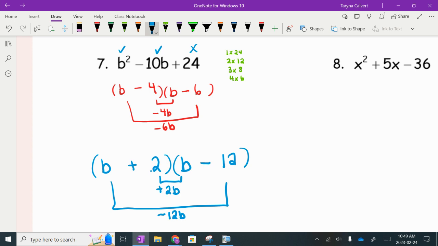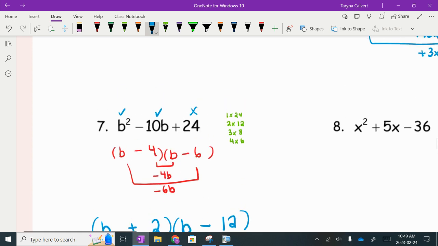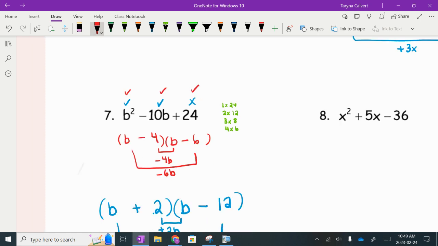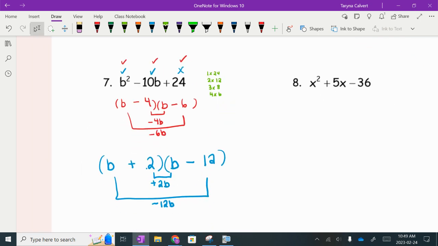But the one in the red, B times B, is going to be squared, right? The inside gives you the negative 10, right? The two middle terms, which are like terms that we can add together for addition or subtraction, give me the negative 10. But then a negative times a negative is a positive. So the red checks all the boxes. Okay? Everything has to line up with the expansion.